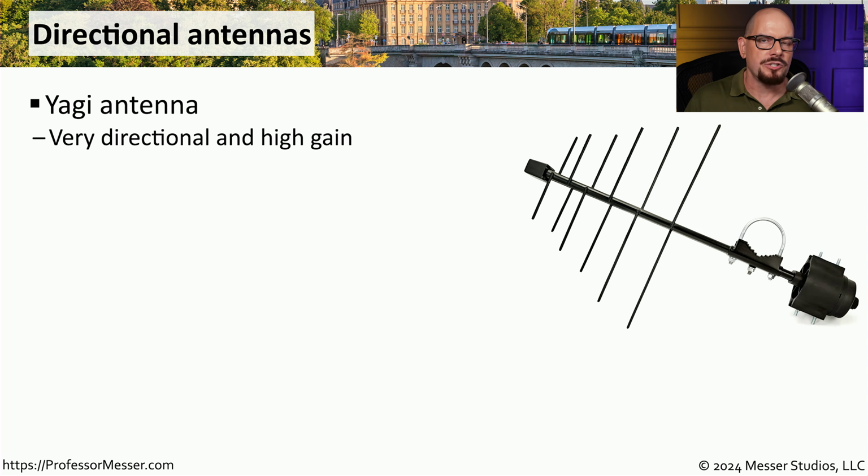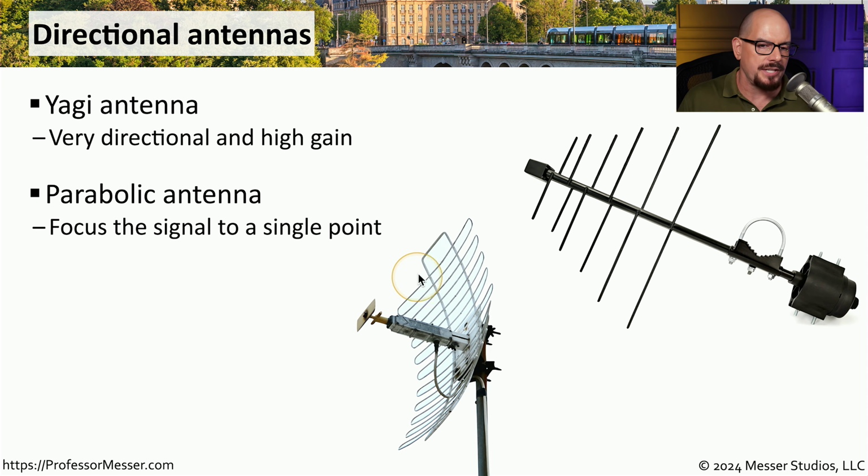One type of directional antenna is a Yagi antenna. This is an example of a Yagi antenna. It is very directional and has a very high amount of gain. We also have other directional types such as a parabolic antenna, where multiple signals can come in and bounce into a single feed horn in the front, so it's focusing all of those signals into a single point on the antenna. This is especially useful over longer distances where you need to collect that signal and focus it into a single spot.